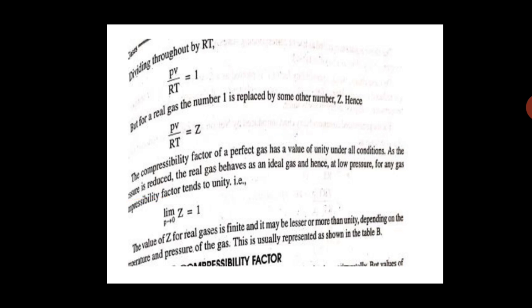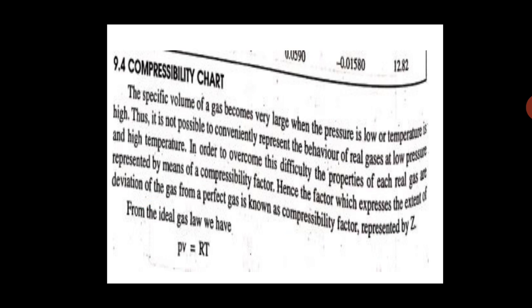So this is a compressibility chart. Now we will understand this. The y-axis represents Z. The specific volume of a gas becomes very large when the pressure is low or the temperature is high. When the pressures are low, the volume occupied per kg of gas is more. Hence, it is not possible to conveniently represent the behavior of real gases at low pressure and high temperatures.